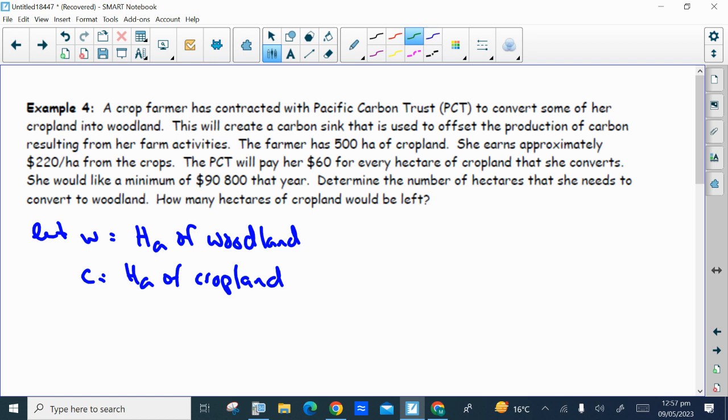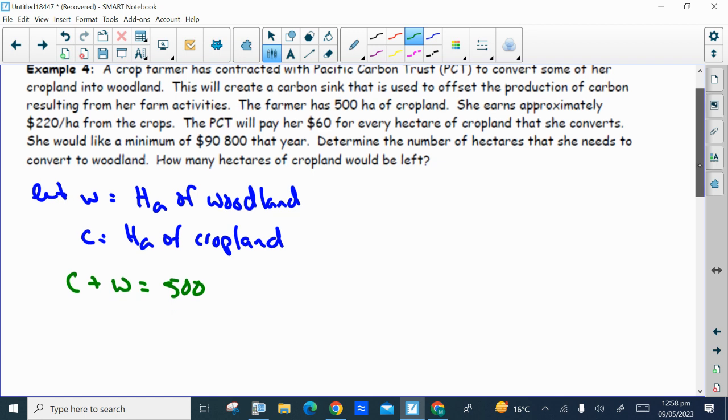Our first equation, she has a total of 500 hectares of cropland right now. Some of that is going to be converted to woodland. So our first equation would be C plus W equals 500. So C will represent the hectares of cropland she's going to have left, and W will represent the hectares of woodland that's going to be converted.